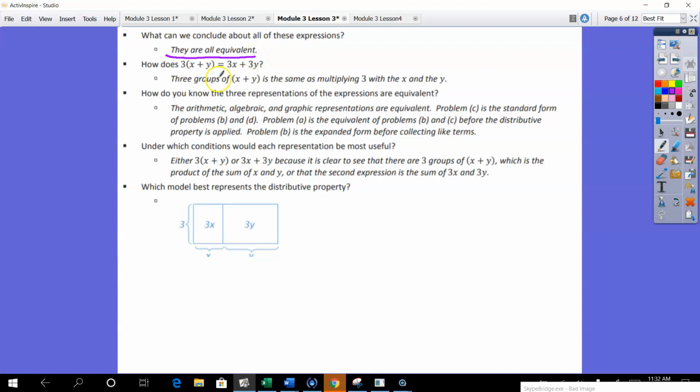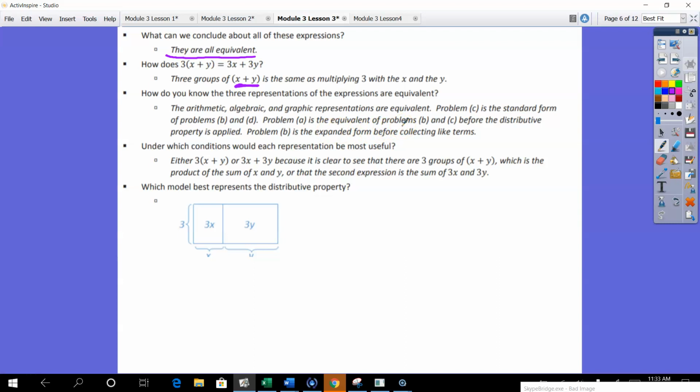How does 3 times x plus y equal 3x plus 3y? So there were 3 groups of x plus y, which is what we started out with in A, which is the same as multiplying 3 with the x and then with the y. How do you know the 3 representations of the expressions are equivalent? So the arithmetic, algebraic, and graphic representations are equivalent. Problem C is the standard form of the problems B and D. And then problem A is the equivalent of problems B and C before the distributive property is applied.